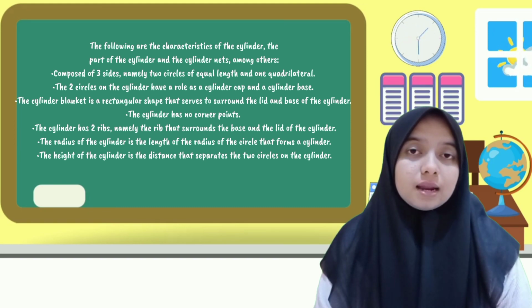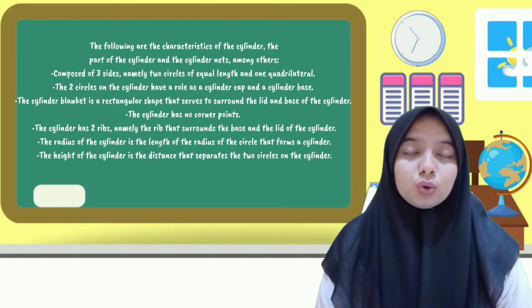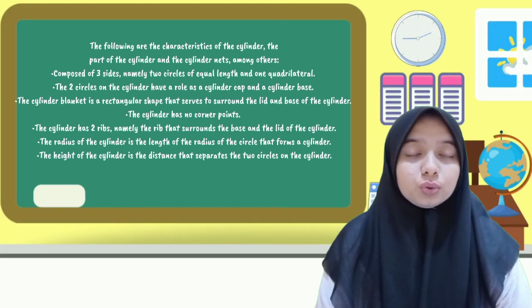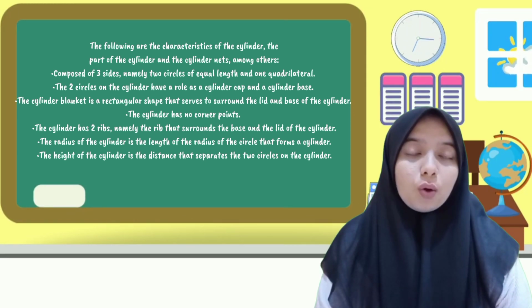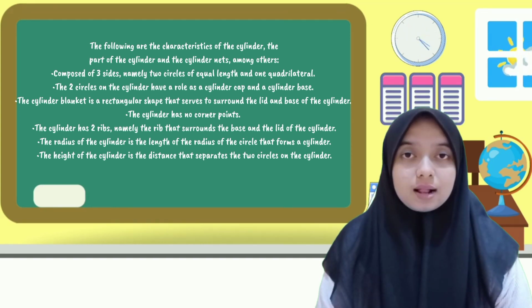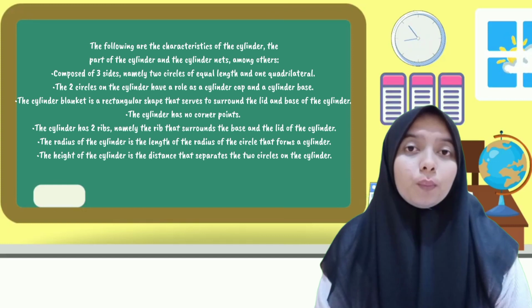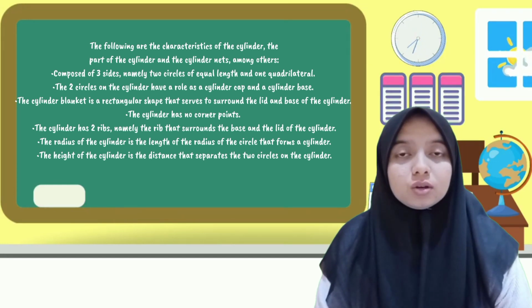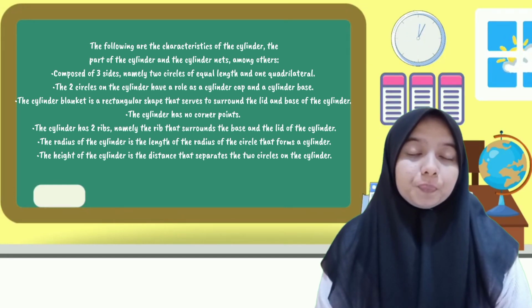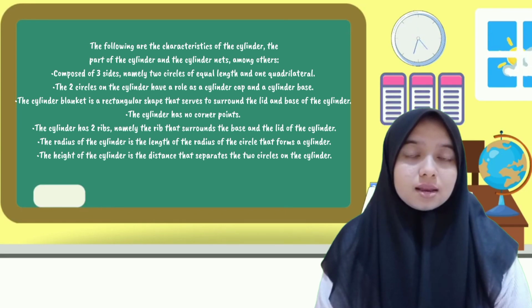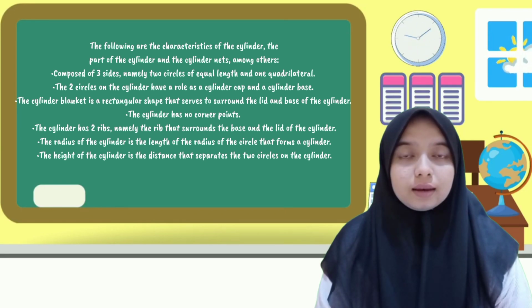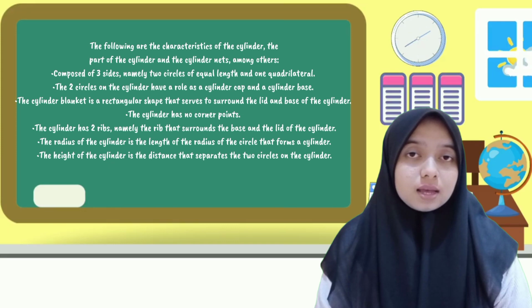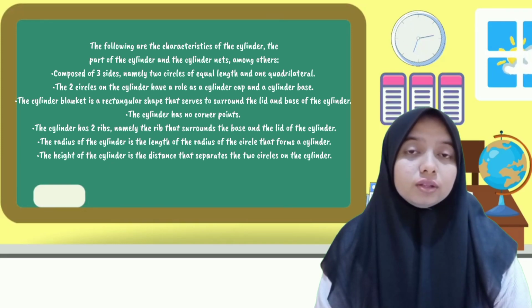The cylinder has no corner points. The cylinder has 2 edges, namely the edges that surround the base and the lid of the cylinder. The radius of the cylinder is the length of the radius of the circle that forms the cylinder. The height of the cylinder is the distance that separates the 2 circles on the cylinder.